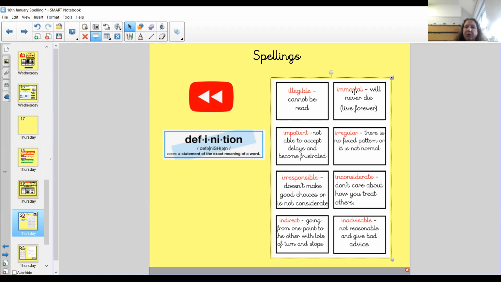So we've got illegible, immortal, impatient, irregular, irresponsible, inconsiderate, indirect, and inadvisable. So these are our spelling words, and the writing in black are the definitions. So I don't need to go through all of those because I know that you can pause it if you would like to read them to refresh your memory.